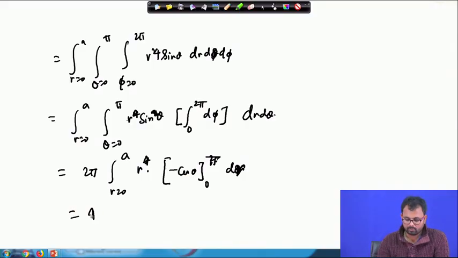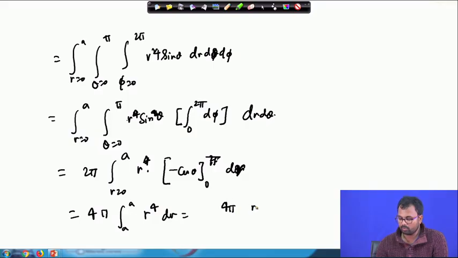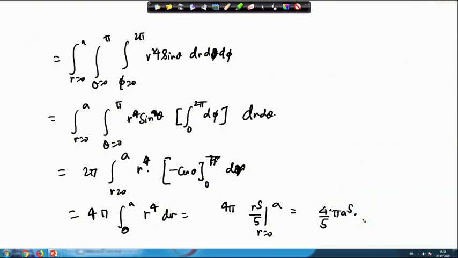So, this will again be 4 pi times the integral from 0 to a of r to the power 4 dr, and when we integrate this, we get 4 pi r to the power 5 by 5, with r running from 0 to a. So, this will be 4 by 5 pi a to the power 5. This is the required answer for the triple integral which we started with.